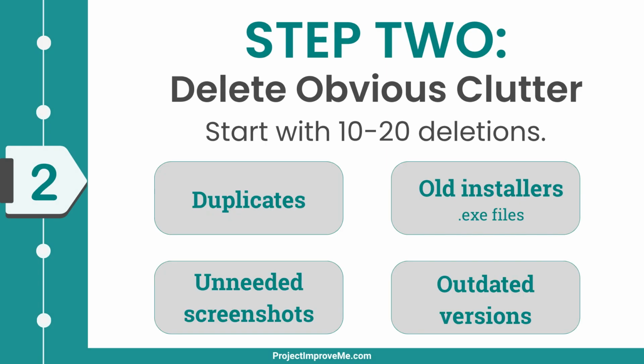Step 2 is to delete the easy stuff first. Don't begin with the difficult decisions. Start with the duplicates, old install files that usually end in exe, screenshots you no longer need, and outdated versions of files. Aim to clear about 10 to 20 of these and delete them for good. You don't have to empty the whole folder. You're just removing the files you already know for sure that you do not need.